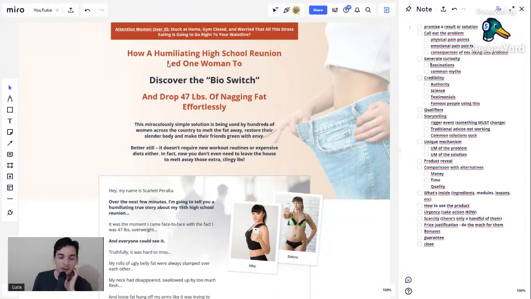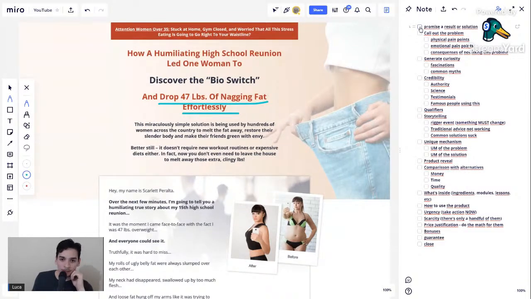It starts with how a humiliating high school reunion led one woman to discover the BioSwitch and drop 47 pounds of nagging fat effortlessly, right? Even if it's not saying explicitly "this is a promise, you will drop," the promise is to drop 47 pounds of nagging fat effortlessly. That's the promise, and that is exactly what you want to do at the beginning of your sales letter or your website or your sales pitch, because that's what the people reading you are interested in.